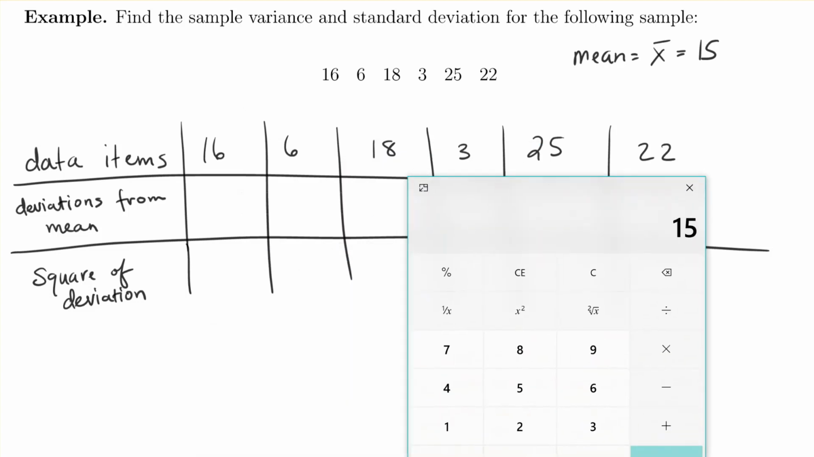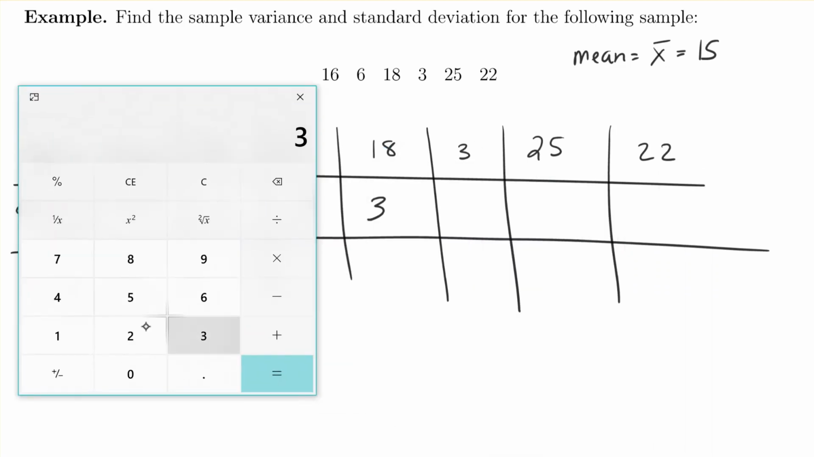Deviation from mean is how far the data item is away from the mean. So you do data item minus mean. So 16 minus 15, deviation from the mean is 1. 6 minus 15, deviation is negative 9. 18 minus 15, deviation of 3. Continuing, 3 minus 15, deviation negative 12. 25 minus 15, positive 10. 22 minus 15, positive 7.